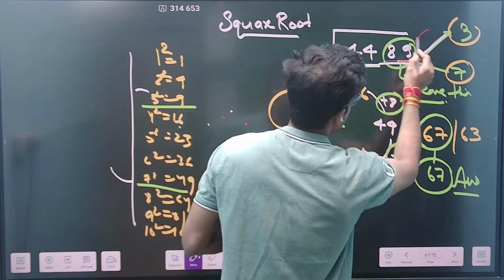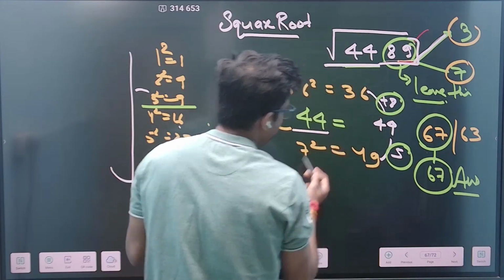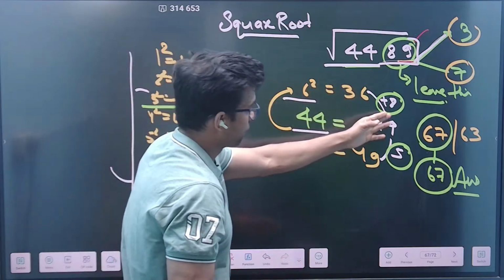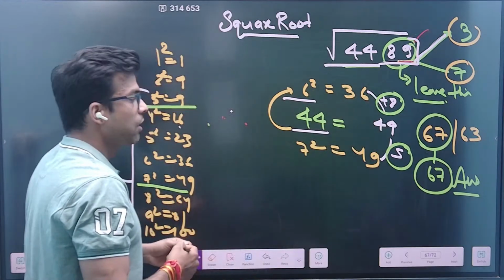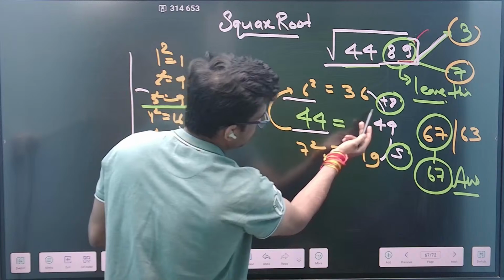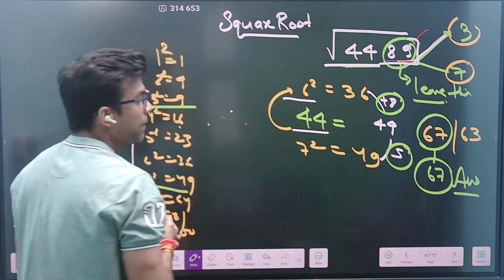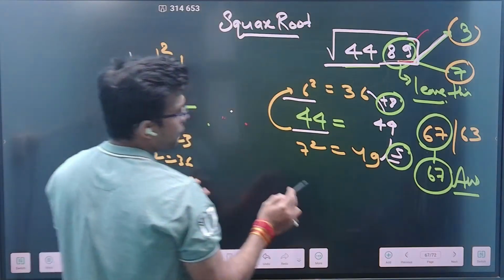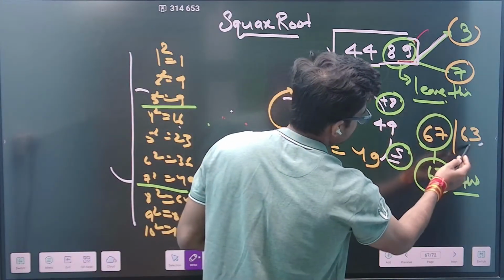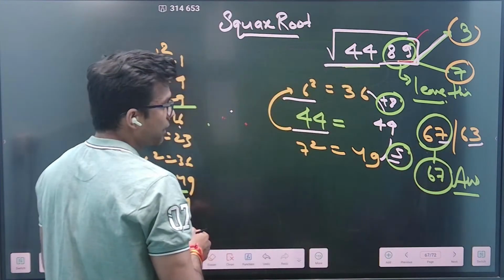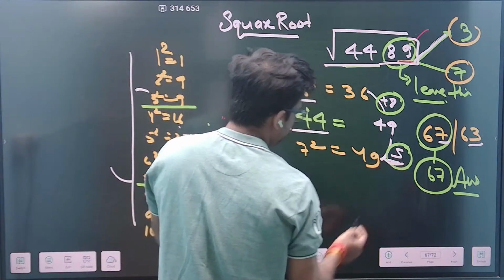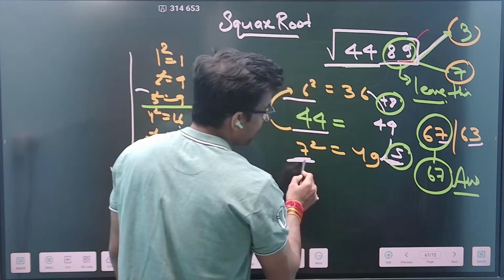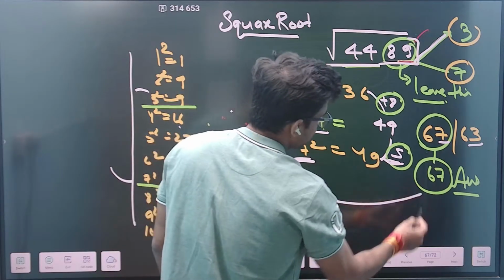Then leave this whole part, go for 44, and you know that 44 lies between which two squares? Basically it lies between 6 square, which is 36, and 7 square, which is 49. See the gap: this is plus 8 and this is 5. So my unit digit should be either 3 or 7. But the point is that the gap is the lesser part. If the gap is towards the lesser part, the number would have a unit place 7, correct? 7. So my answer is 67.